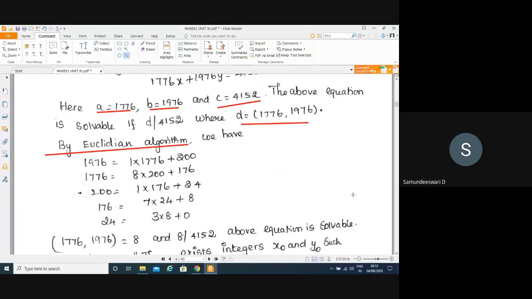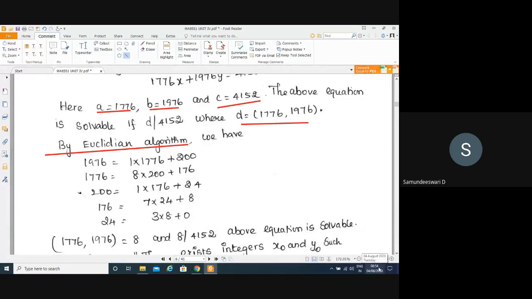If it is a small number, you can find it directly. Suppose these numbers are very big numbers, so I am going to use the Euclidean algorithm and find the GCD of a comma b using it. What is the Euclidean algorithm? I think we already covered it in unit 3, so we know the Euclidean algorithm. Now here, once again I am going to repeat that.